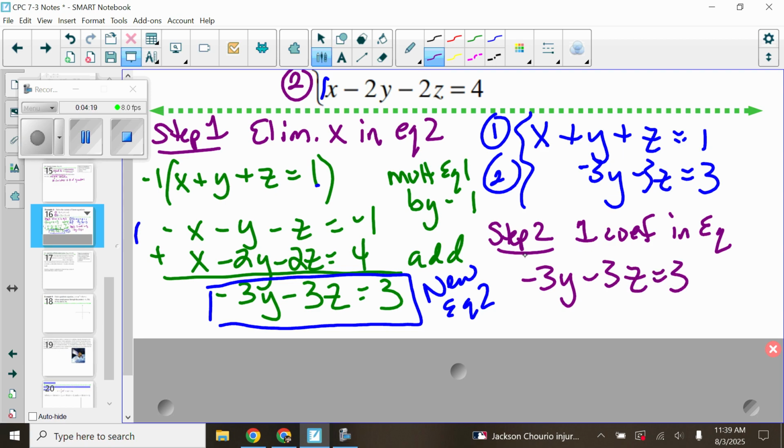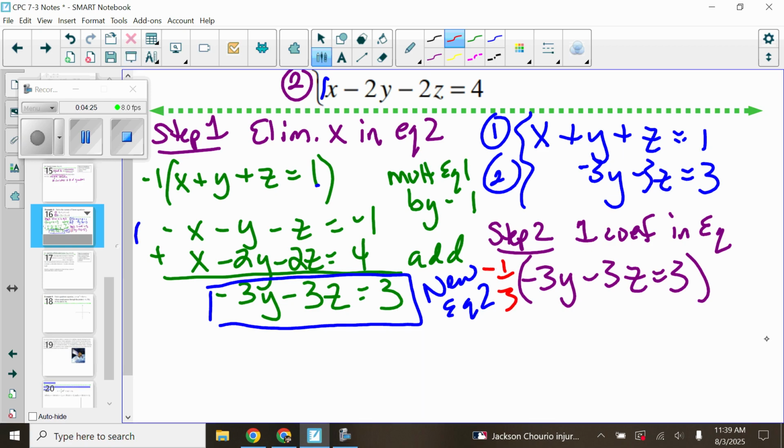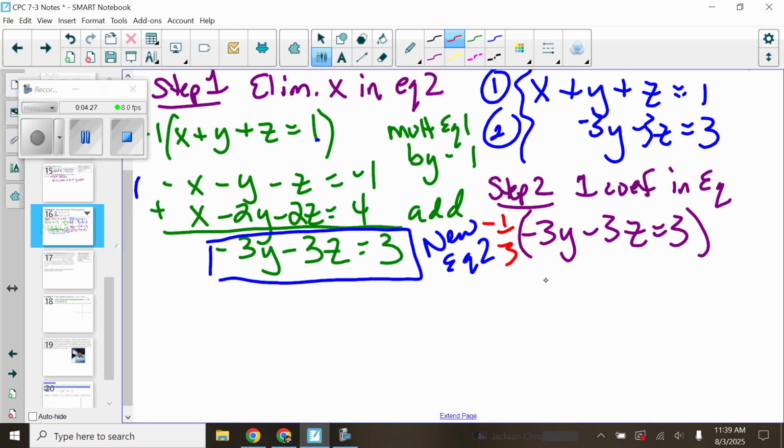Go ahead and pause. Think of it, divide by -3 or multiply by -1/3, however you want to see it, whichever way is easier for you, just to get a little bit easier equation to deal with. So we get that leading coefficient of 1. So that would be y plus z equals what? -1 for our new equation 2.